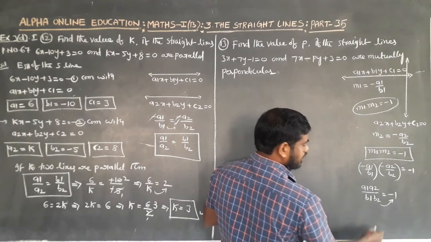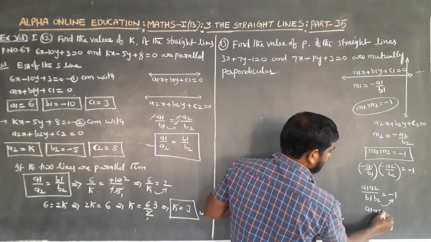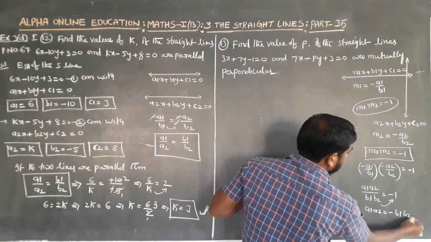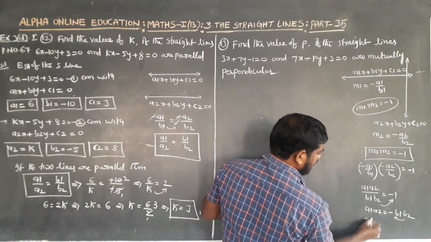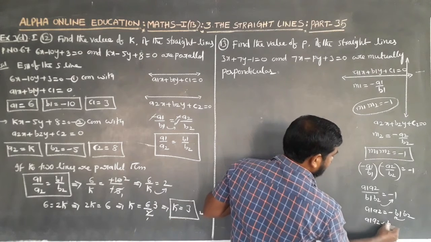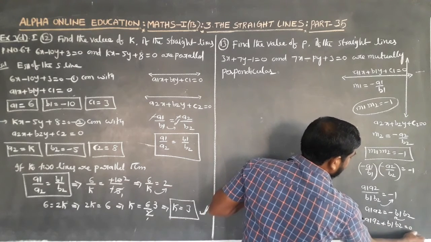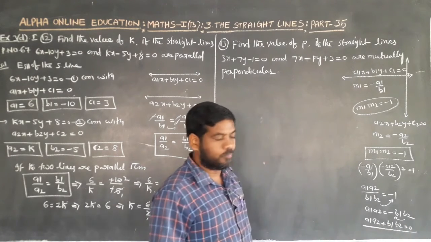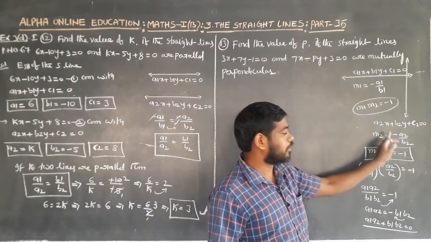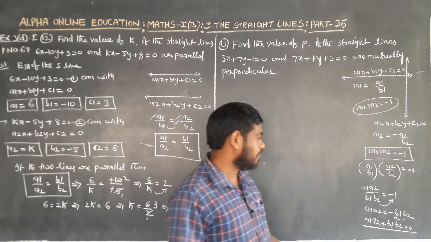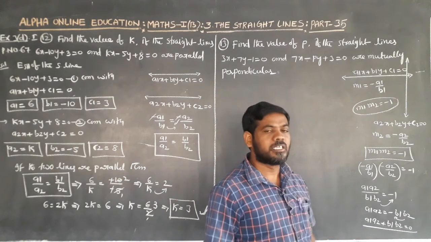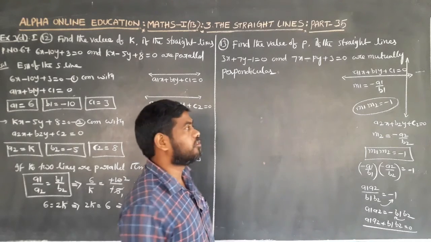Taking b1 b2 to the right side, a1 a2 is equal to minus b1 b2. Taking b1 b2 to the left side, a1 a2 plus b1 b2 is equal to 0. If the two lines are perpendicular, then a1 a2 plus b1 b2 is equal to 0.